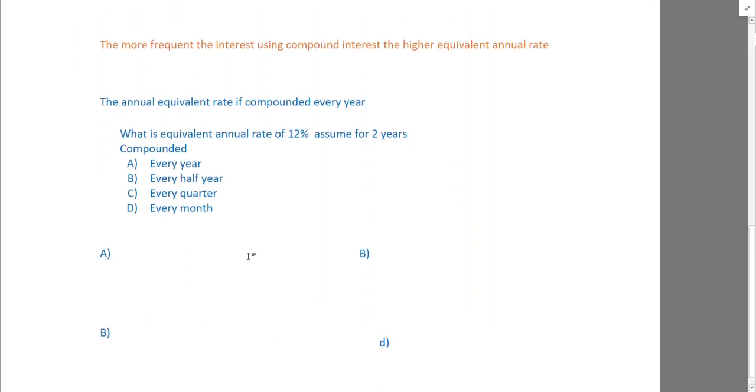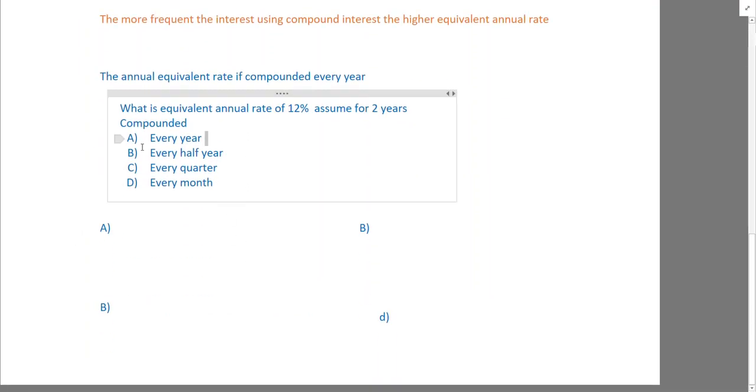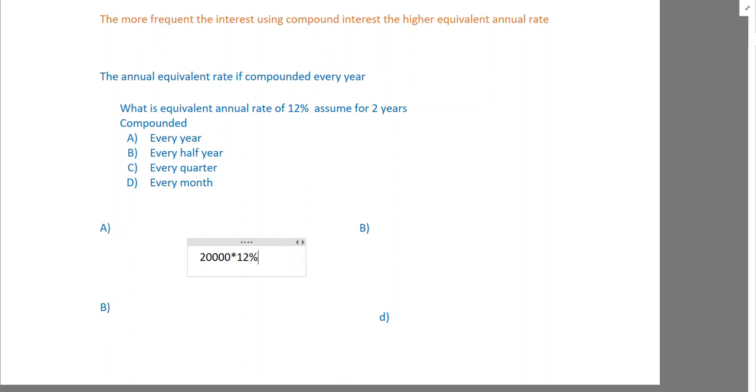Let's look at the same example. When interest is added every year, we have another example, let's say 12%, same thing. If interest is added every year, or every half year, or every quarter, or every month, what will be the equivalent interest? Let's say we have 20,000. If we add interest annually, it will be 2,400.